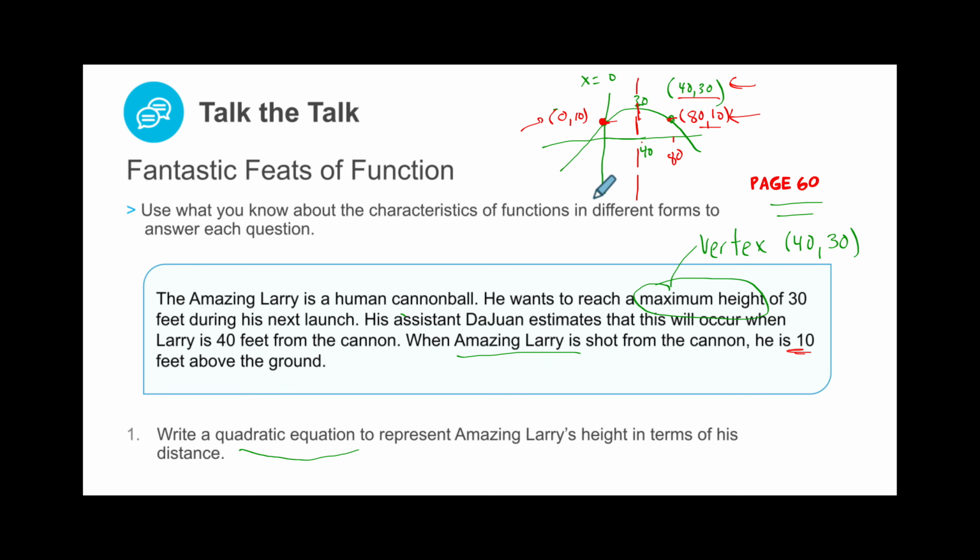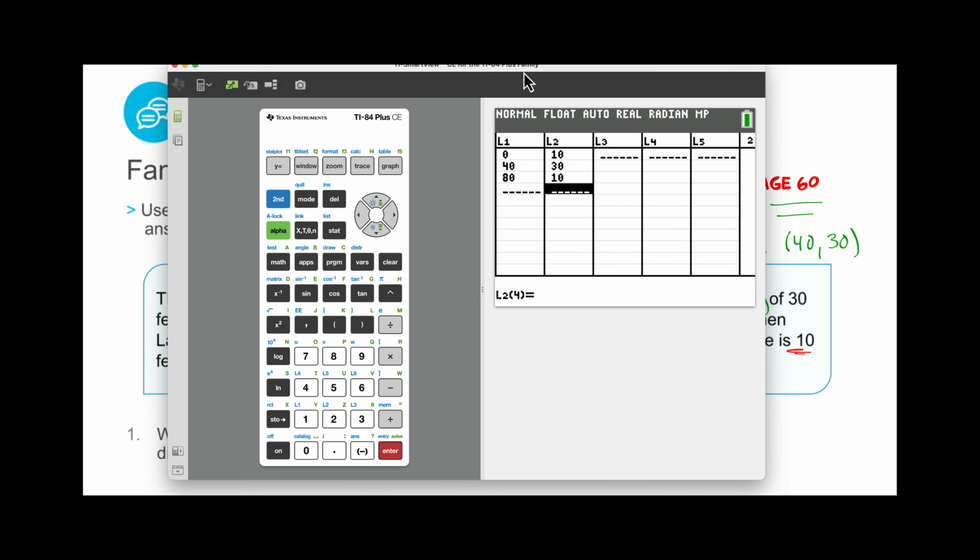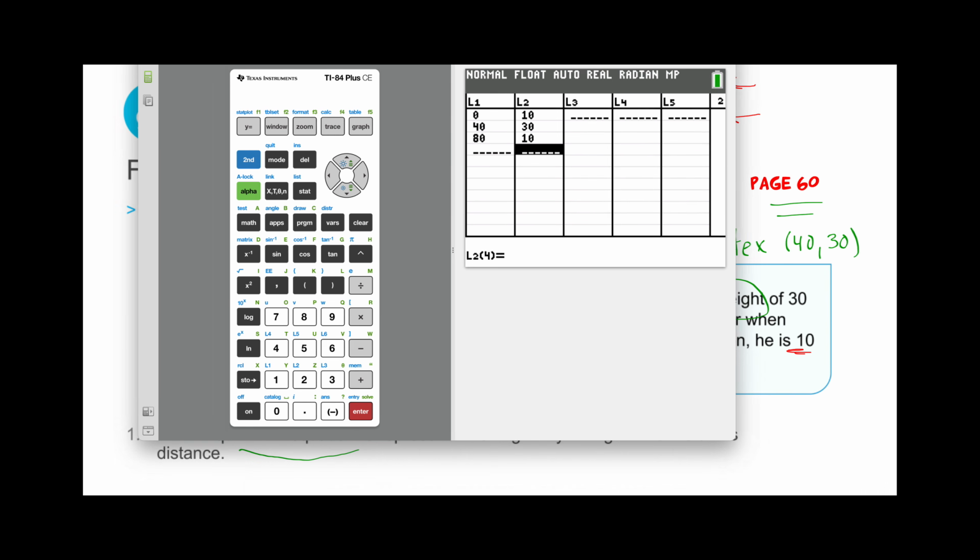Now we can use our calculator. So I'm going to plug that all in my calculator. Notice how they are all in there. We have (0, 10), (40, 30), right? Because when we're over 40, then it's up 30, and then (80, 10).